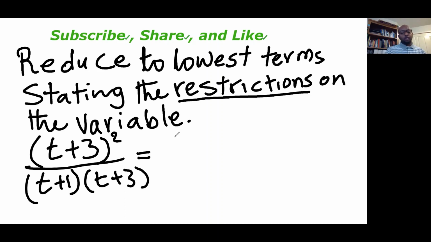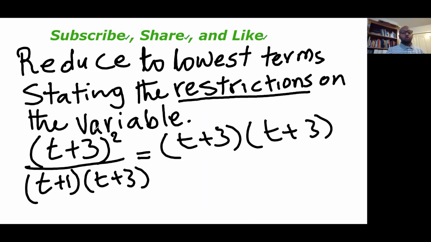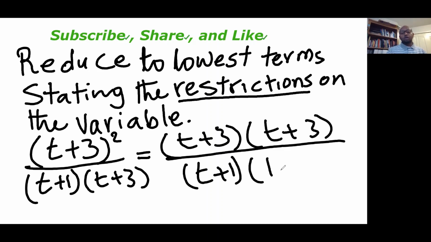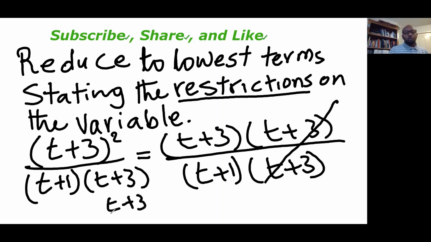Let me simplify first. Let me reduce. The top is t plus 3 times t plus 3, because I have a square on top. On the bottom, I have t plus 1 times t plus 3. So these two are the same, they're gone. My answer is t plus 3 over t plus 1. That is the simplest form.